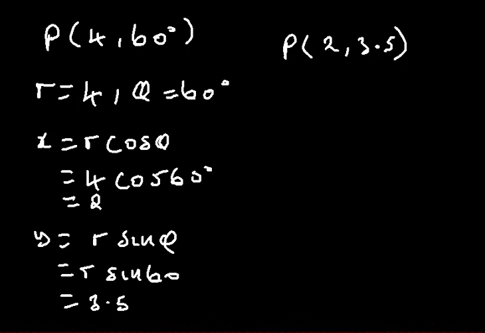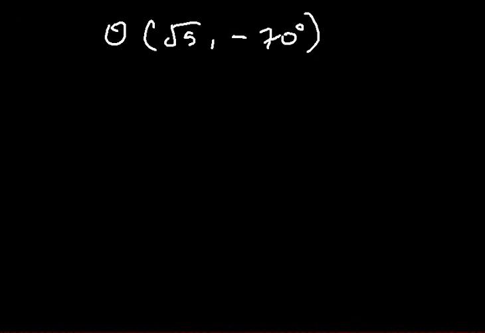And for instance, also try to have this as well. Let's say we have a point O with coordinates 5, negative 70 degrees. So what is that one? You should also have that one as well.